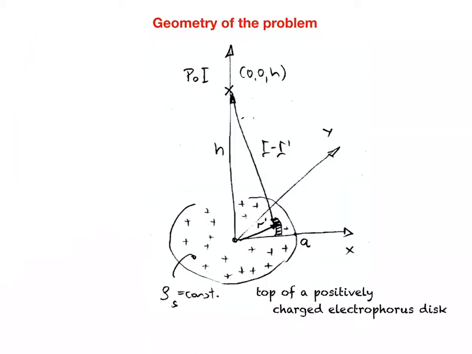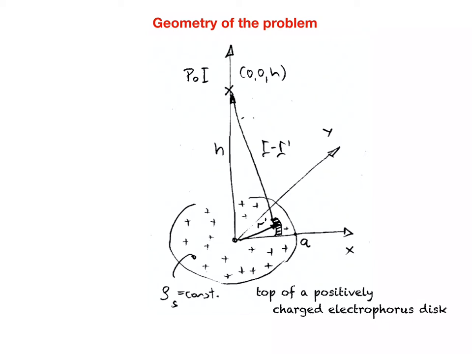This sketch illustrates the geometry of the problem. Electrophorus disks can be charged negatively and positively. In this case, for simplicity, we may assume that the disk has been charged with a constant surface charge density ρs positively. We place our point of interest, POI, at a distance h on the z-axis centrally above the disk. The disk has a fixed radius of little a, and it sits in the xy plane.